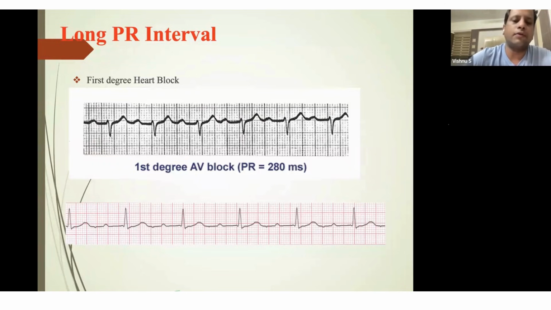This is a prolonged PR interval for this patient. And this is constantly prolonged PR in all the beats. It's not progressively prolonging, so it's first degree AV block.